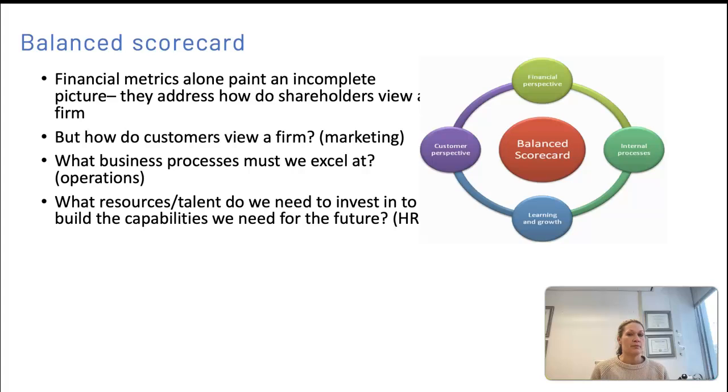So management by metric is very popular, especially in the US. And one of the tools that's most popular is called the Balanced Scorecard. You may have come across it already in your studies.